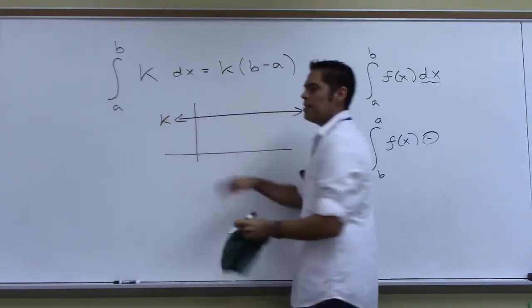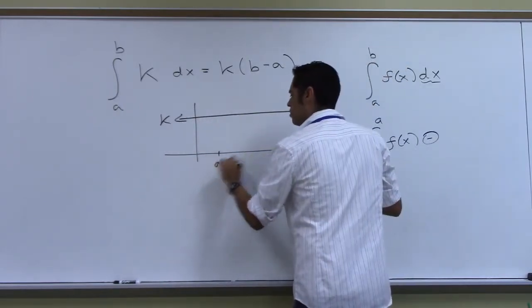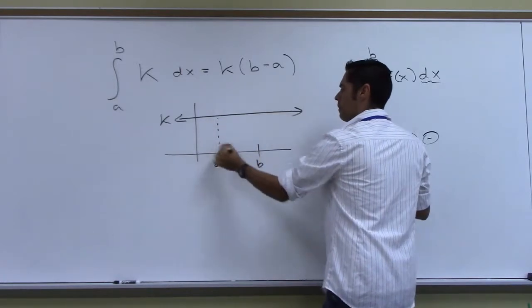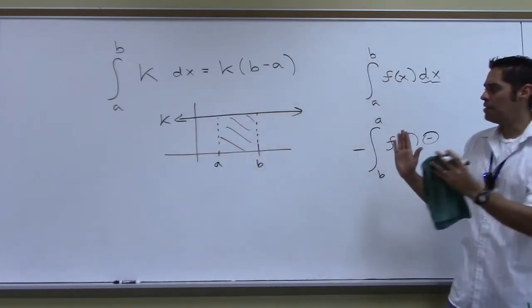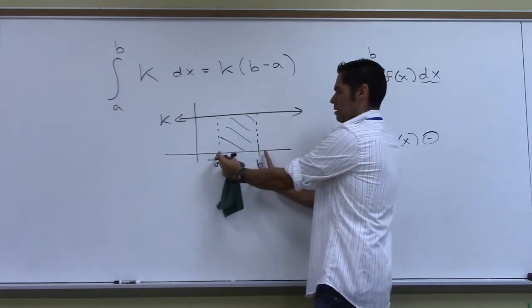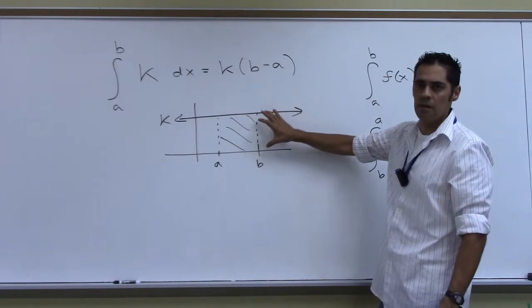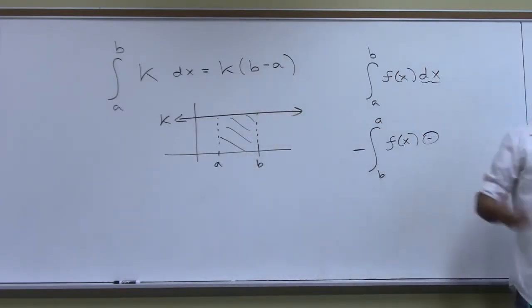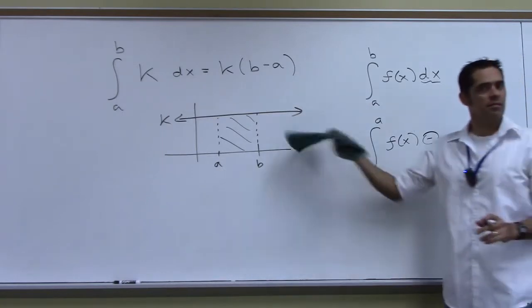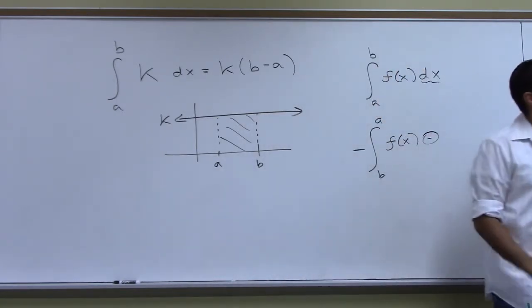It's k units high, right? That's how tall it is. And I want to know the area between a and b. Well, how wide is it? It's b minus a, right? That's how wide it is. How tall is it? k, so k times b minus a. Now, we're not going to integrate constant functions very often, but just FYI, so you realize where that comes from.